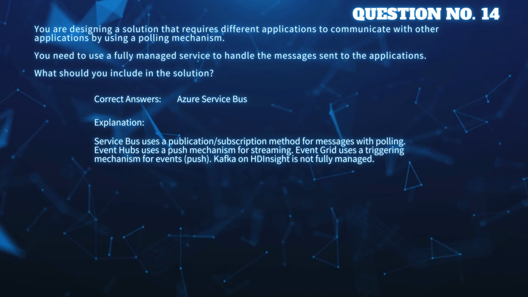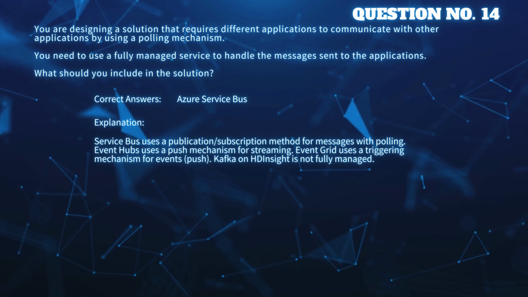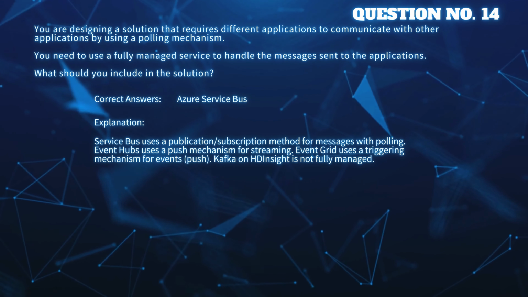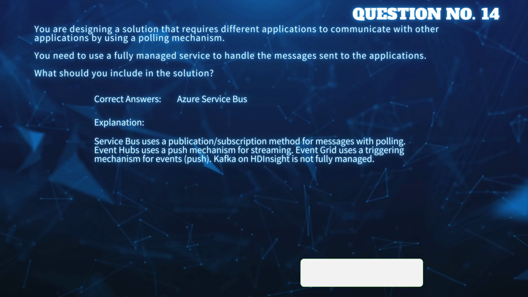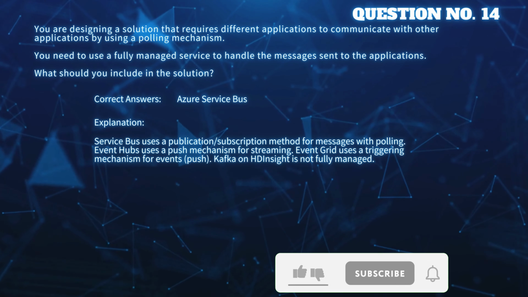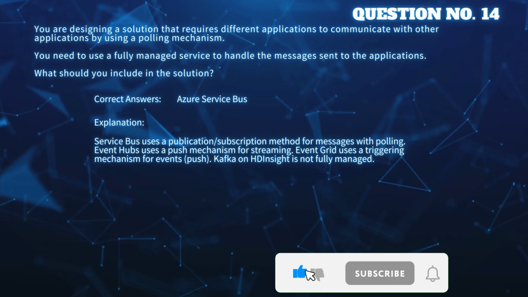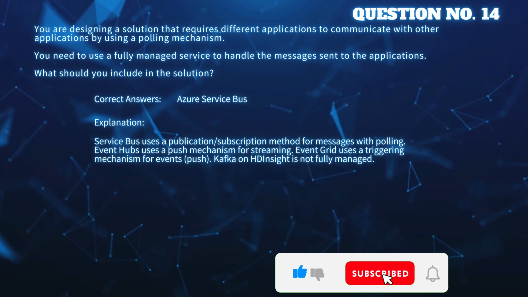Explanation: Service Bus uses a publication/subscription method for messages with polling. Event Hubs uses a push mechanism for streaming. Event Grid uses a triggering mechanism for events, push. Kafka on HDInsight is not fully managed.